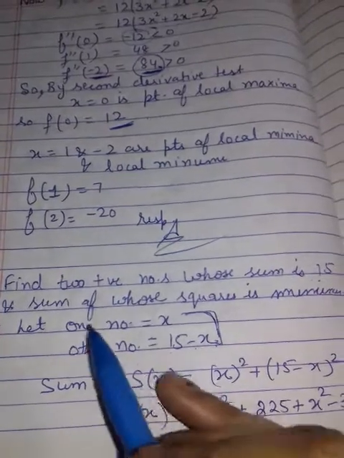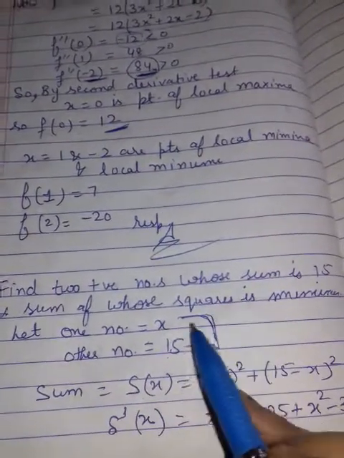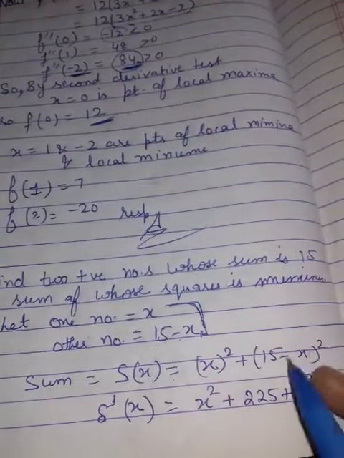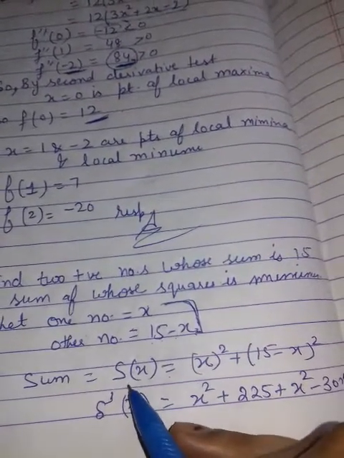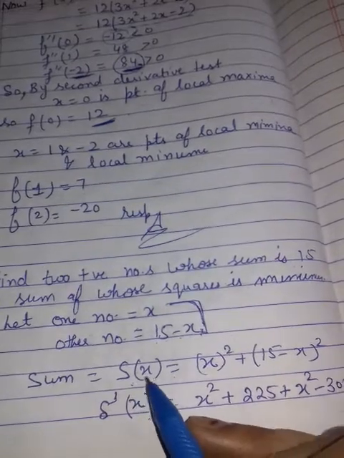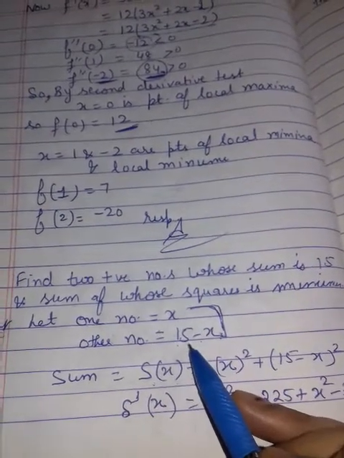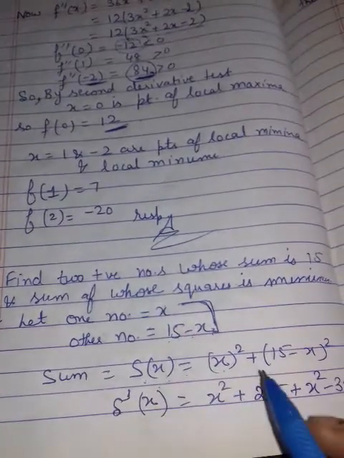Then according to that, the sum of whose squares, of the two numbers, clear? We have taken it as s. You can also take it as y, any letter you can take. From the first condition we let the two numbers, and according to the second we set it equal to s.